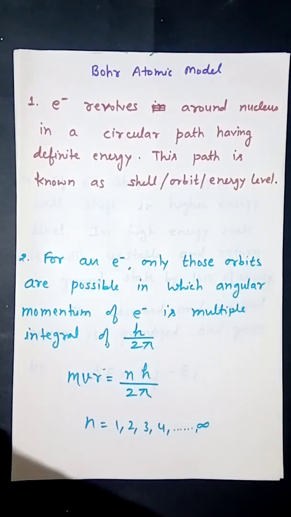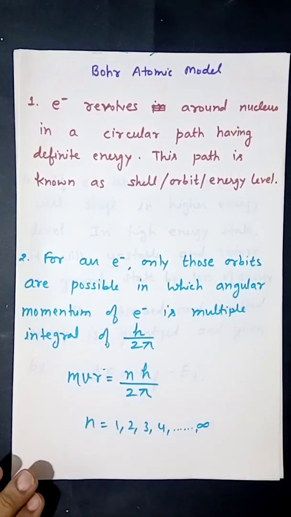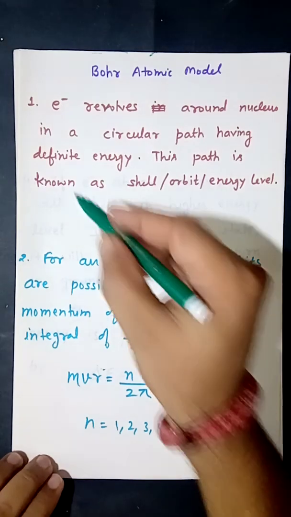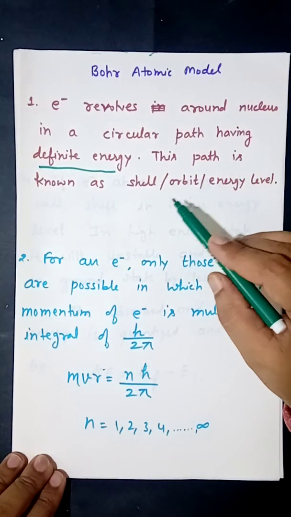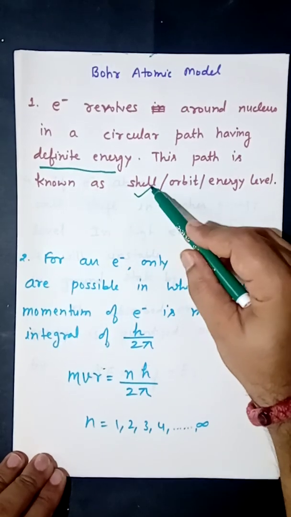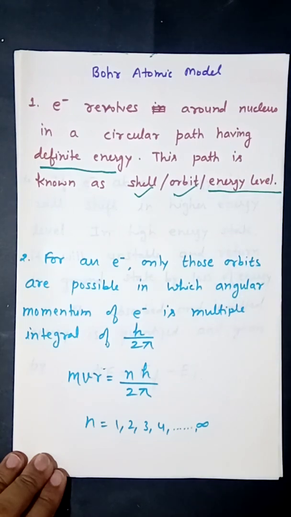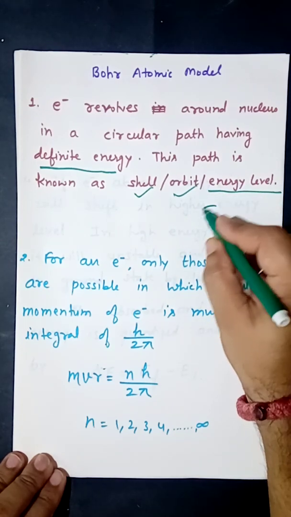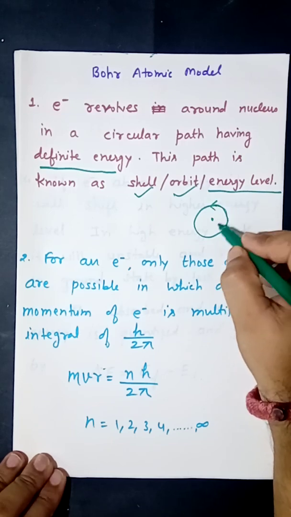Now the next topic is the Bohr atomic model. There are four important points with respect to the Bohr atomic model. The first is that the electron revolves around the nucleus in a circular path having definite energy. This we have discussed now. Definite energy. This path is known as shell, orbit, or energy level. You have used the terms shell or orbit earlier, but a new term is energy level because the energy is constant.